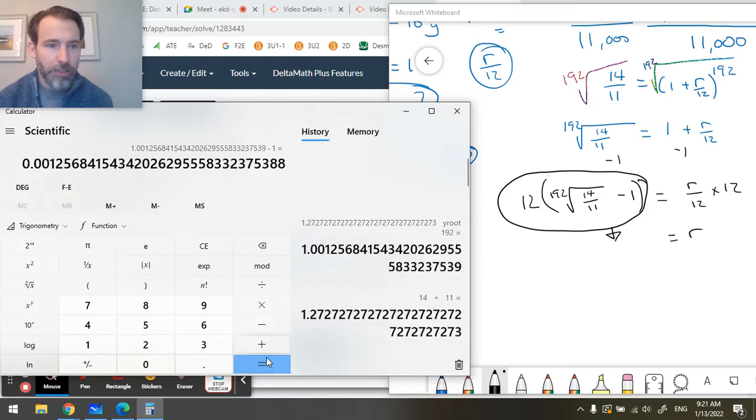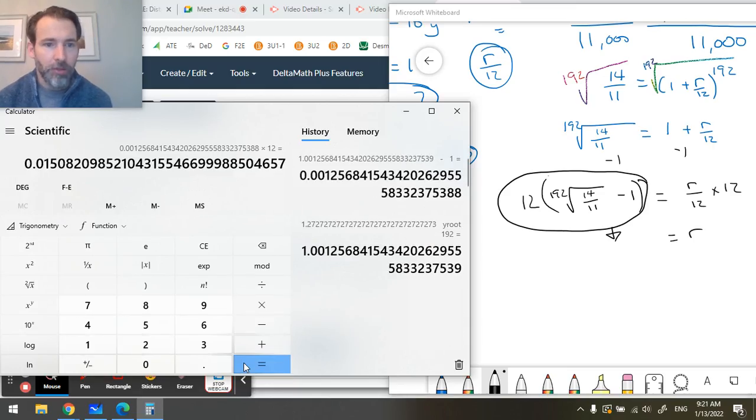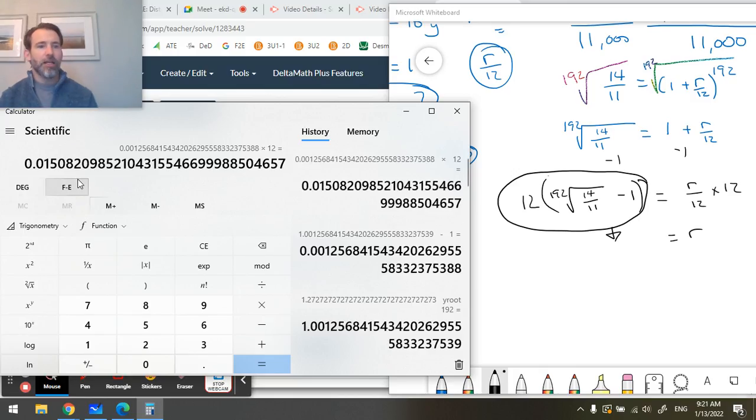And that's going to be equal to this. Then I'm going to multiply that by 12. And that's going to equal this. And this is the interest rate I need as a decimal, sorry. So it's 1.51% to the nearest hundredth of a percent.